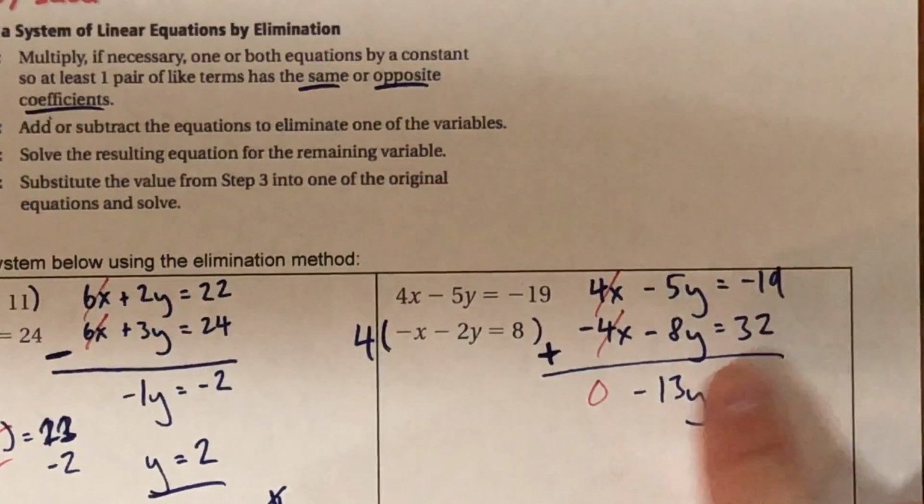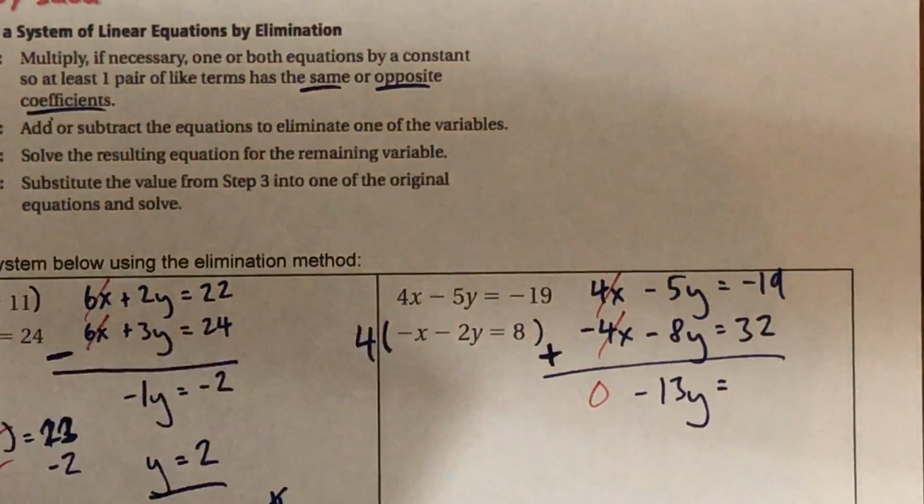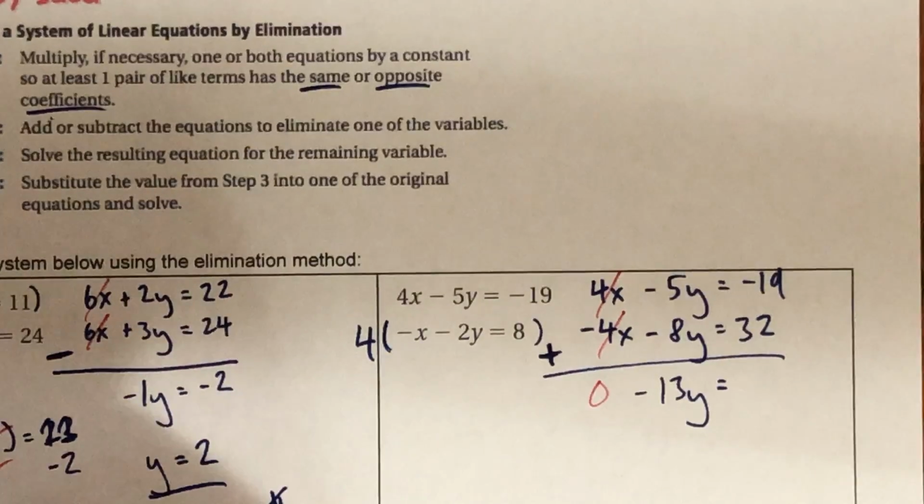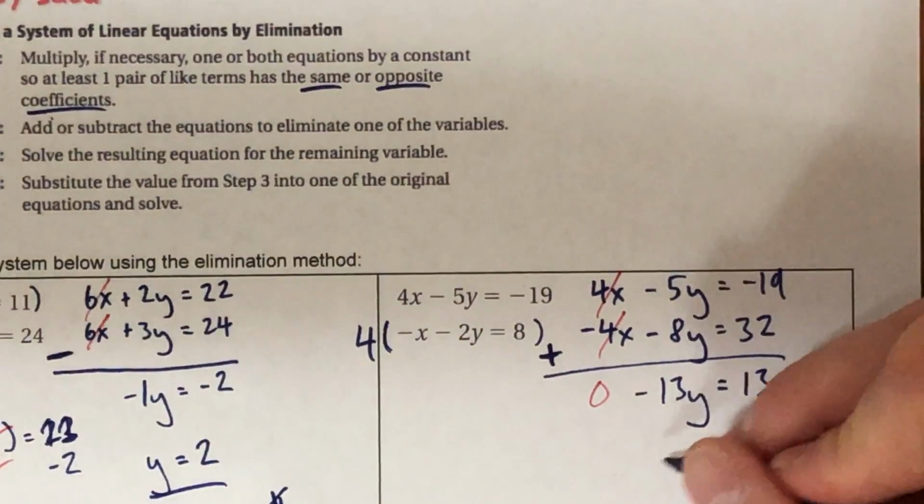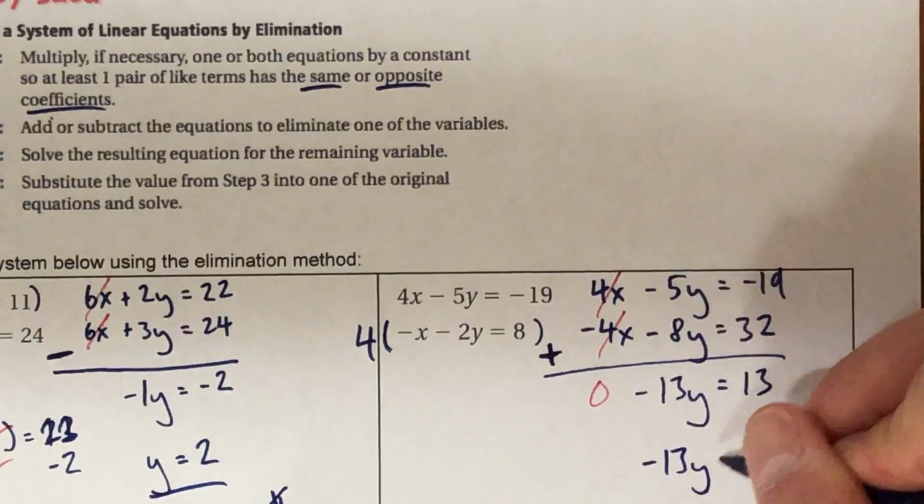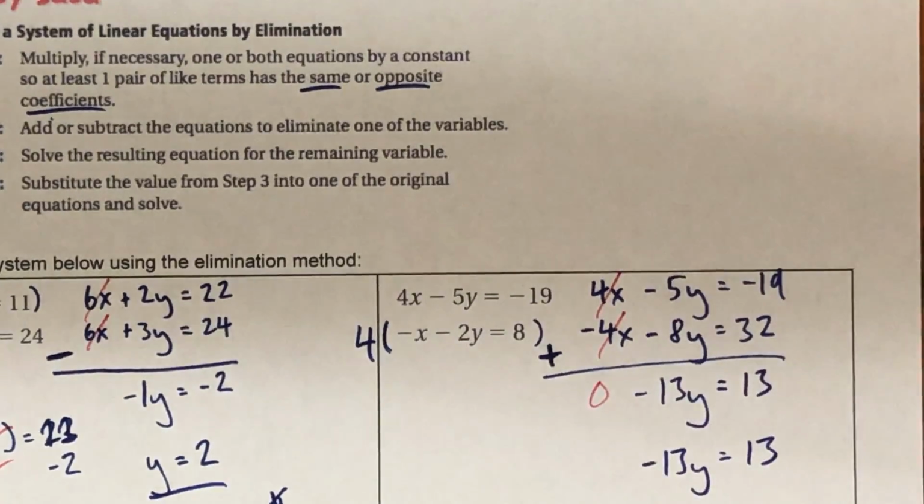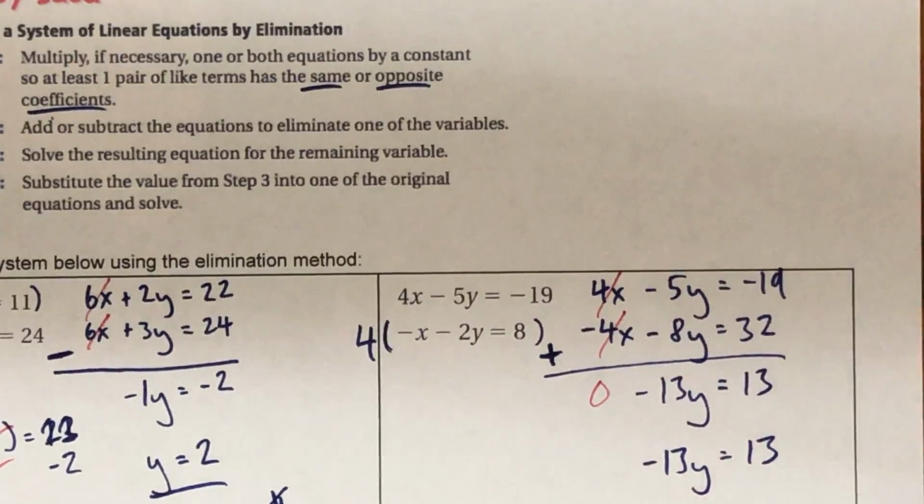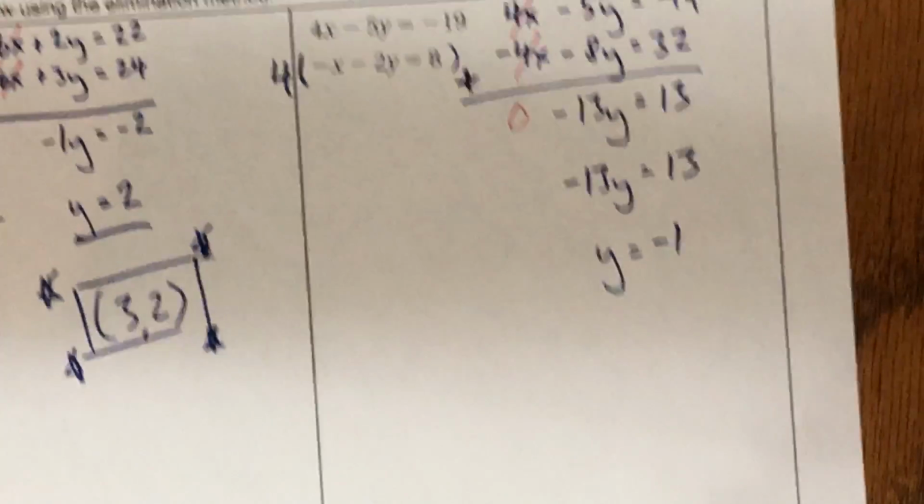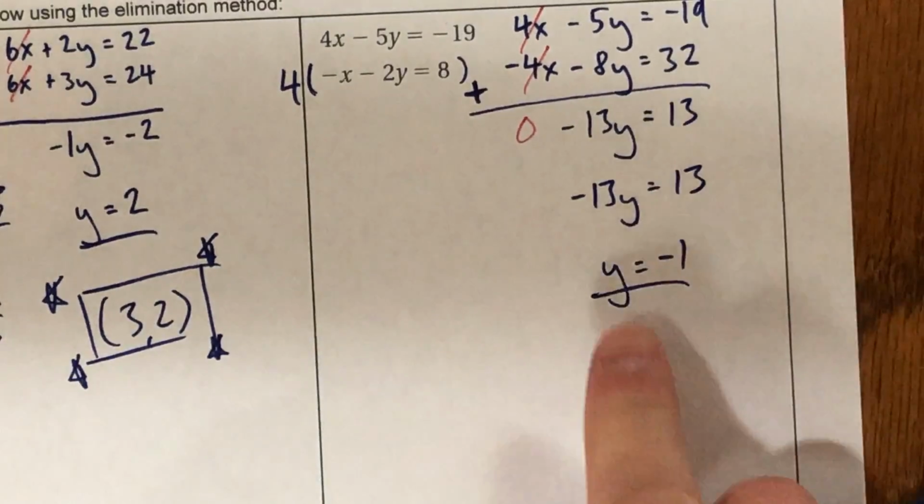Negative 19 plus 32, that's a little confusing. Let me make sure I get that one right. Negative 19 plus 32 is 13. Okay, cool. That's 13. So negative 13y equals 13. That means y is equal to negative 1. There is half of my solution.